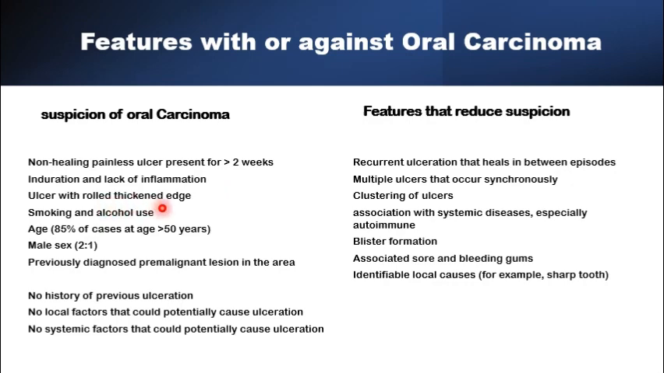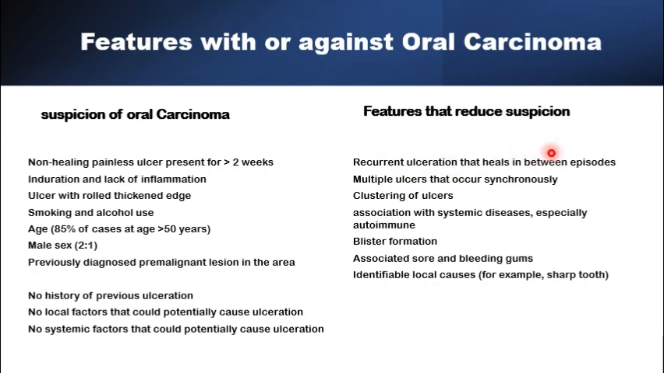A history of smoking and alcohol would also raise the suspicion, particularly in men over the age of 40 or 50 years, and if there is a previous history of diagnosis of pre-malignant lesions. In addition, if there is no history of previous ulceration, this is a de novo ulcer in this age group, and when there are no local or systemic factors to explain the ulcer, like no potential cause for local ulcers or systemic conditions.